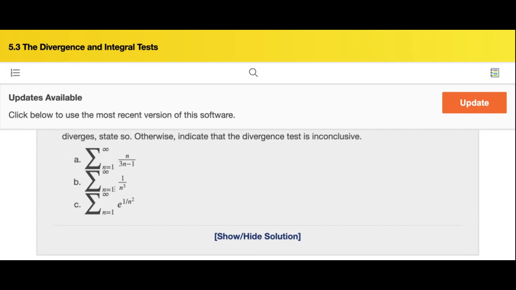What about the second one? Take the limit as n approaches infinity. Obviously, 1 over infinity raised to the 3 goes to 0. So B converges. And C, e to the 1 over n squared. Take the limit and we get e raised to 0, which is 1. It's not 0, so this one diverges.